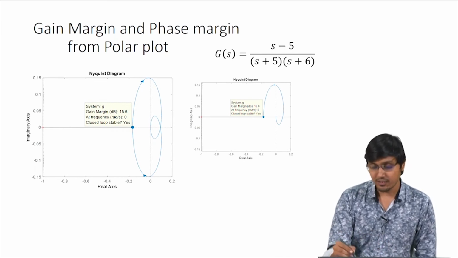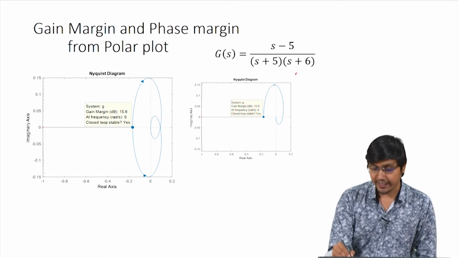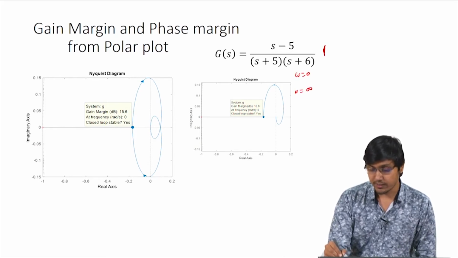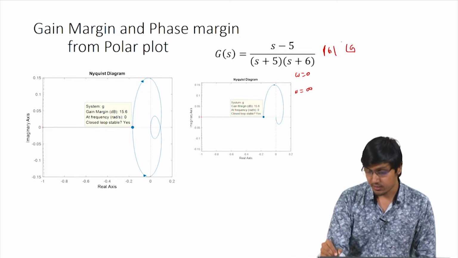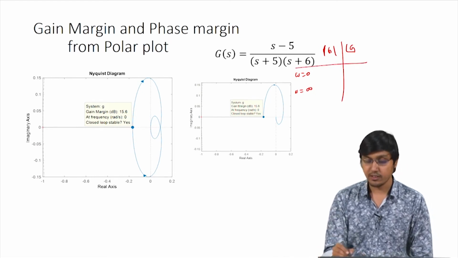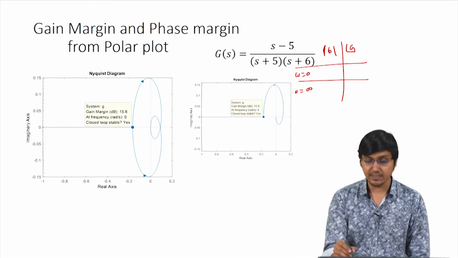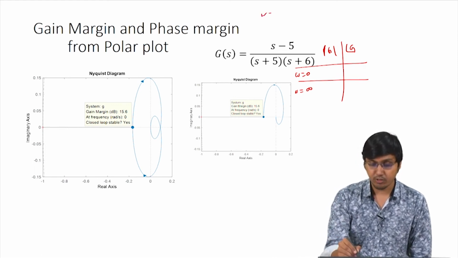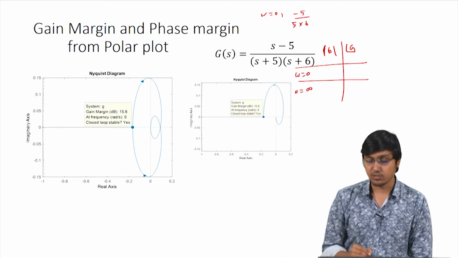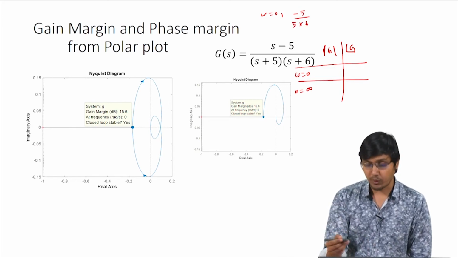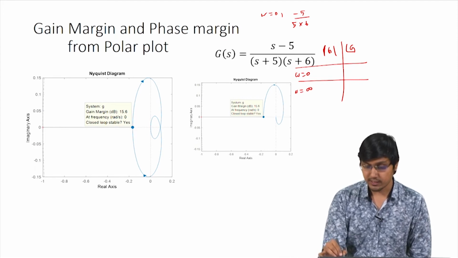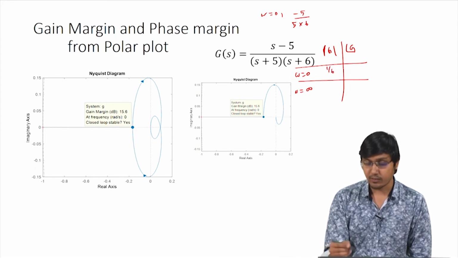So now we will say magnitude, again at omega equal to 0, what happens, and at omega equal to infinity, what happens to magnitude and then angle. These are the 2 things that we are going to draw here. At omega equal to 0 this becomes minus 5 by 5 into 6. So this becomes 1 by 6 basically.